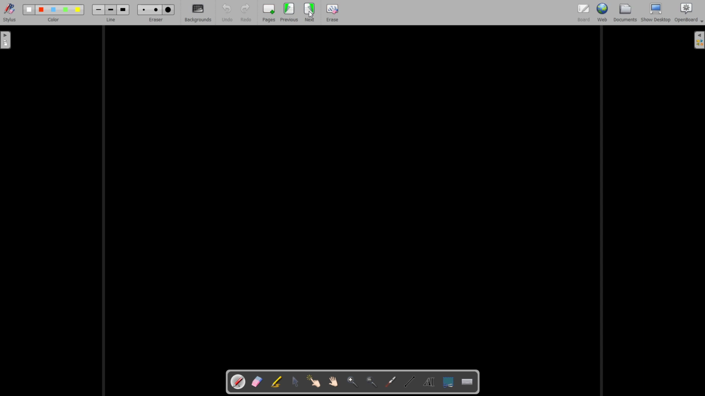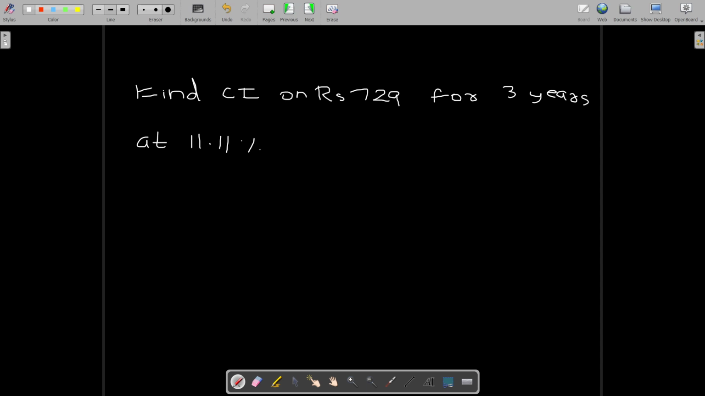Here's a sample question for you. Find CI on rupees 729 for 3 years at 11.11% per annum compounded annually. Hope you guys can do it on your own. Moving on to the next topic.